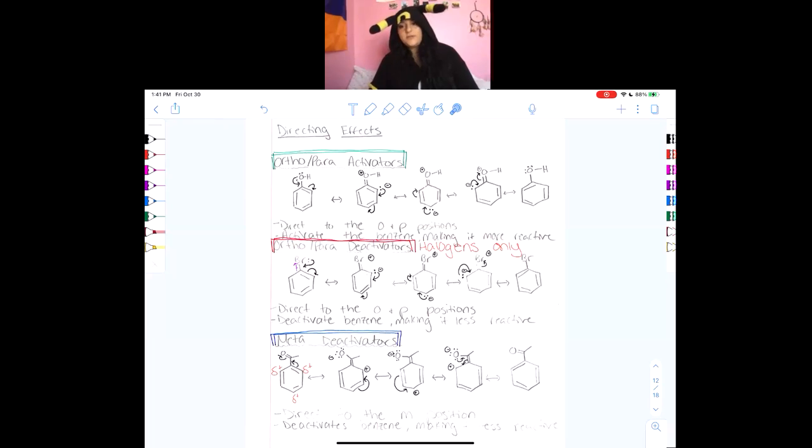Any questions? Does this make sense-ish? Overall, the whole ortho-para versus meta directors, and then activators versus deactivators. Maybe.